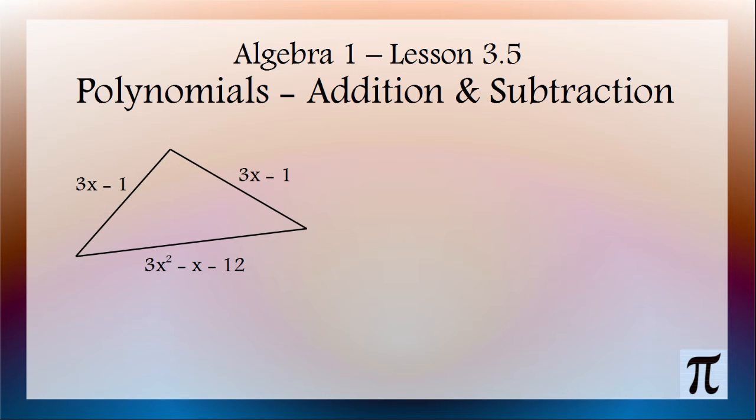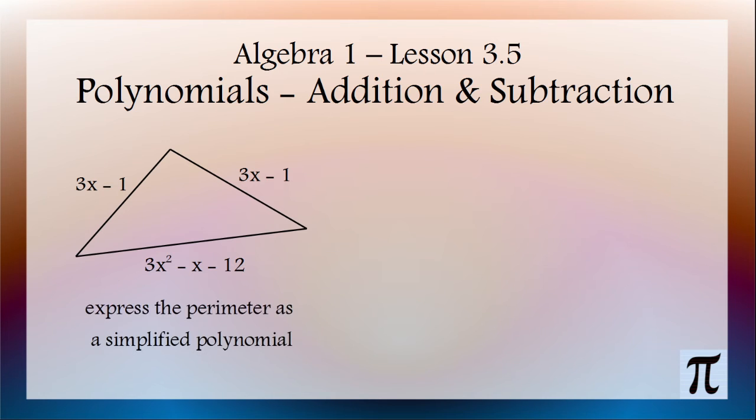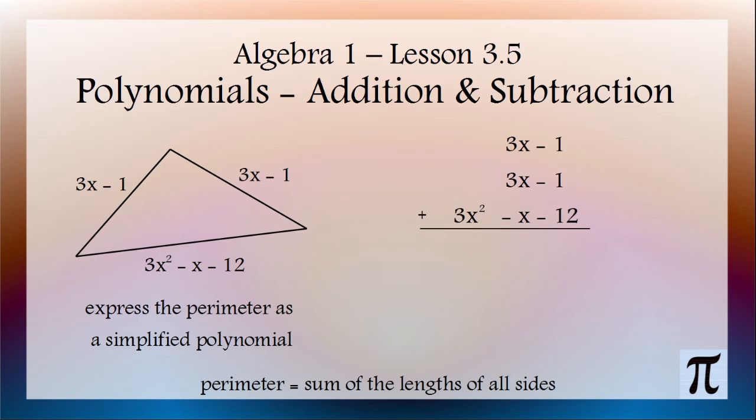For example, here's a triangle. The length of each side is being expressed as a polynomial. What we're trying to do is express the perimeter as a simplified polynomial. Remember, the perimeter is just the sum of the lengths of all sides. So what we really need to do is just add these three polynomials together.